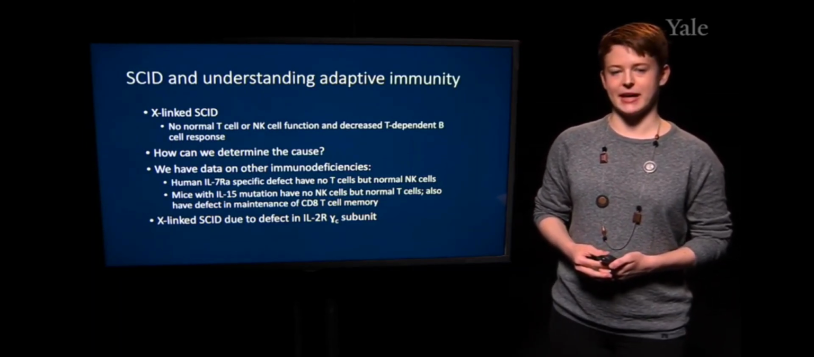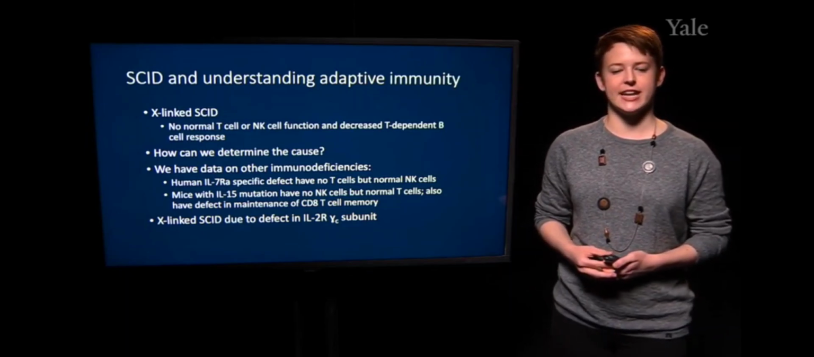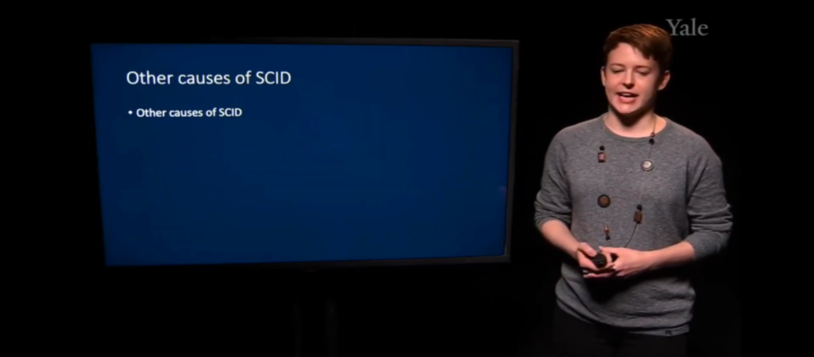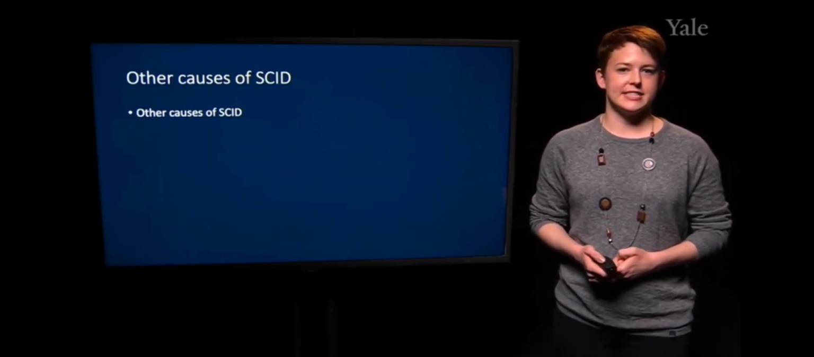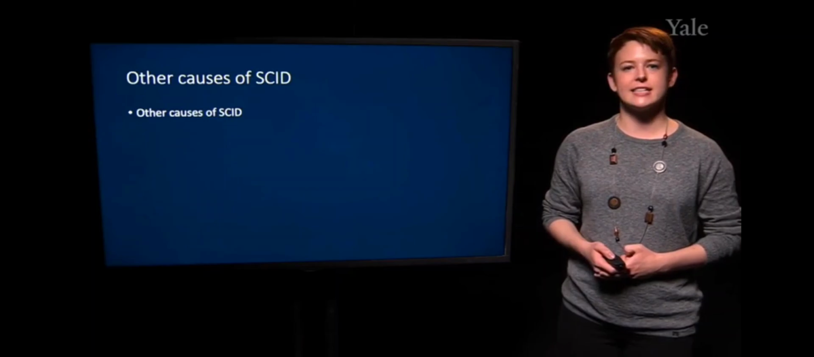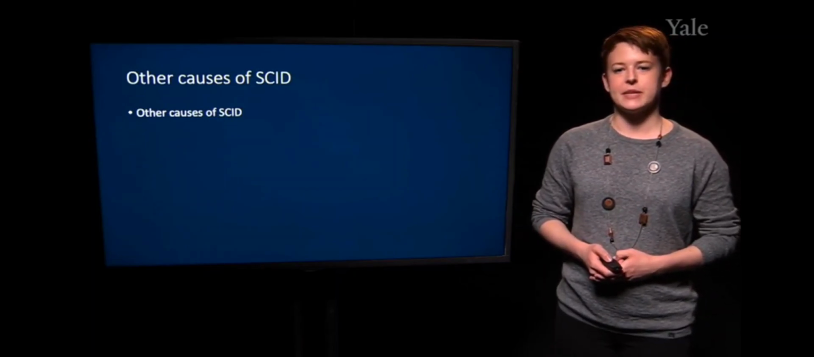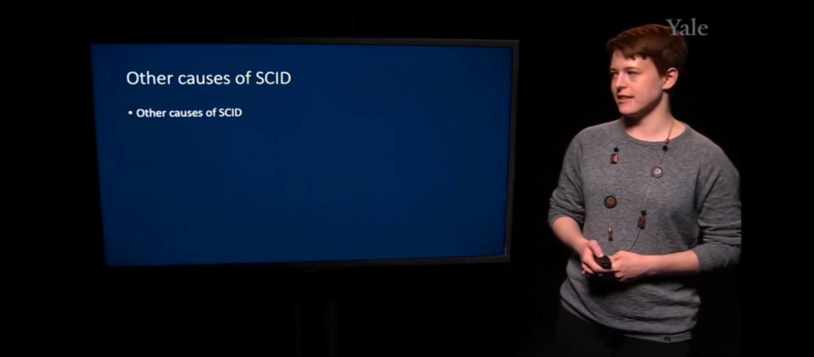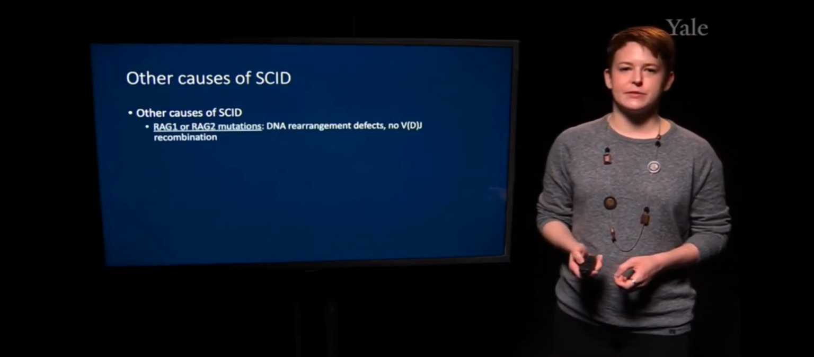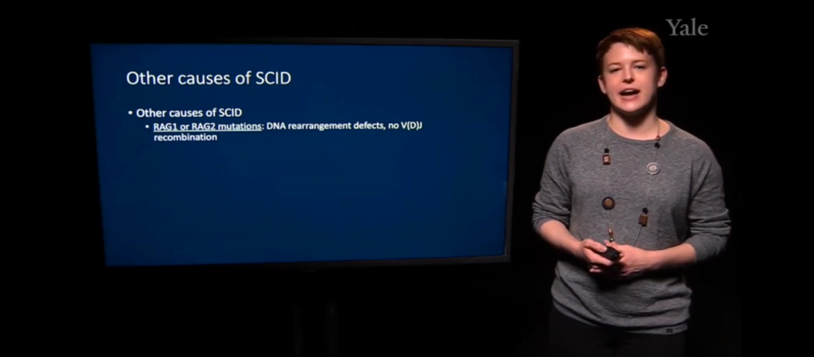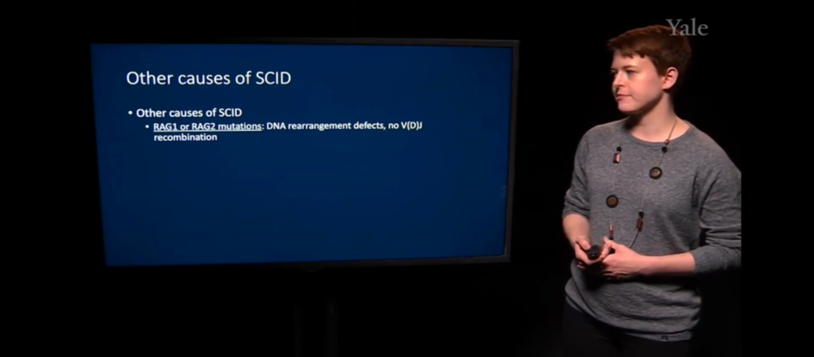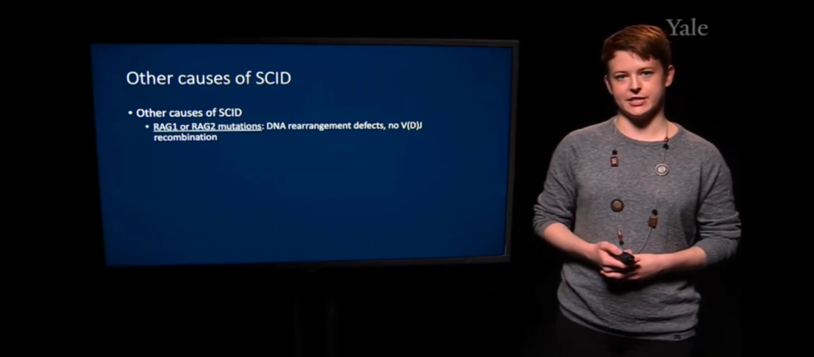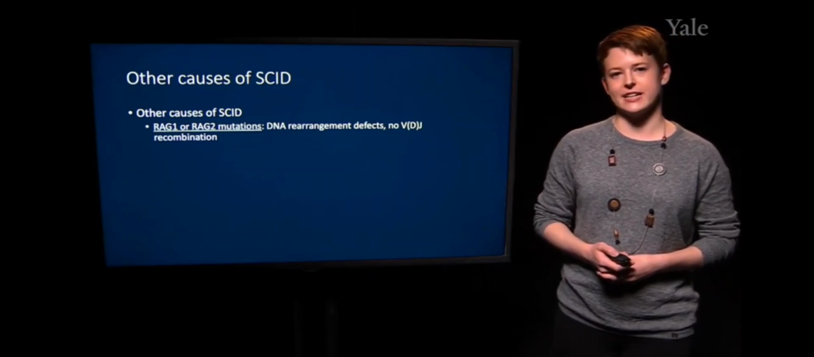Okay, so there are multiple different types of SCID. X-linked SCID is the most common, but these defects also lead to a lack of functional T and B cell immunity. First of all, we can think of a RAG1 or RAG2 mutation. This prevents DNA rearrangement and VDJ recombination, so without this, we don't get any mature T and B cells. We also have two defects that lead to a buildup of toxins, which is lethal to T and B cells.